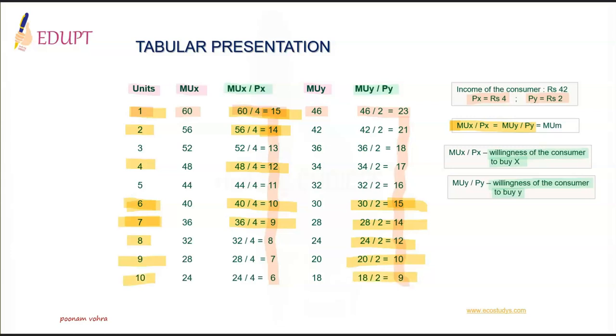The question is, which combination out of all these combinations would be preferred by the consumer? For this, one needs to focus on the second condition of equilibrium.